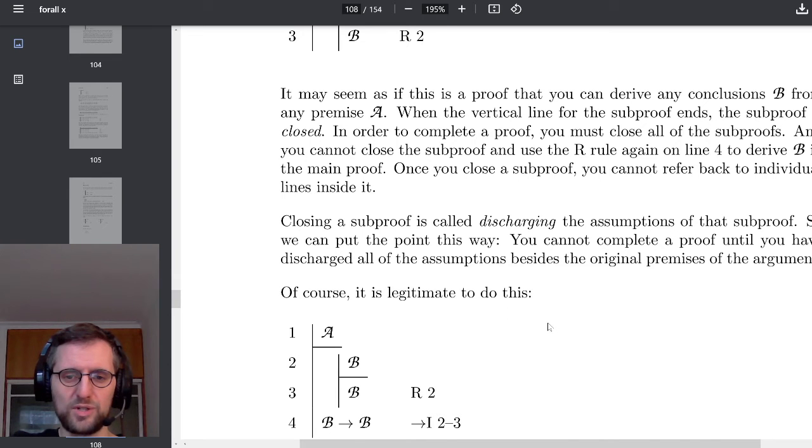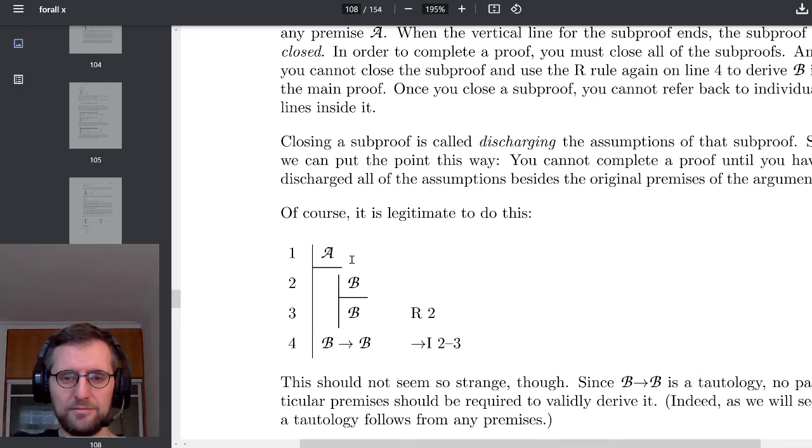Of course, it is legitimate to do it like this. A, we assume B, and then it's right that we have B, and now we close and we introduce the conditional to 2 and 3, and we conclude that from B follows B. Does that mean that we conclude that there's B? No. B could not be true, right? If B is not true, it follows that B is not true. And false follows false. Well, that can also be true.